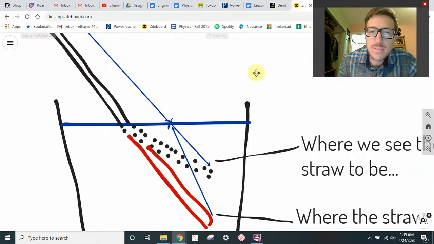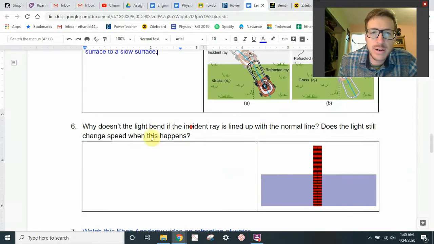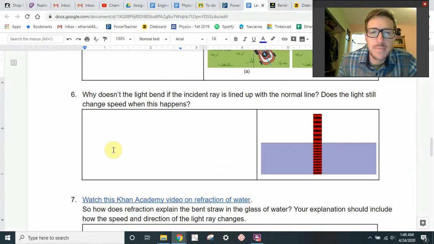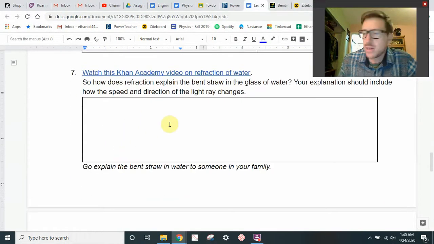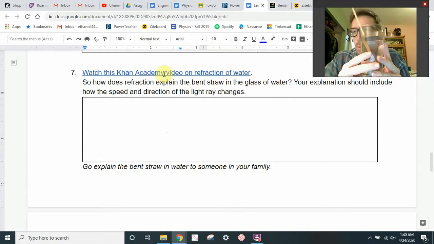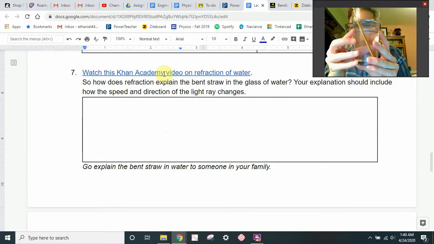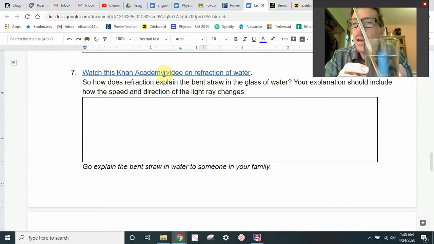Okay. Now, going back to this example here, we talked a little bit about how when we look at it straight down from the top, we notice something. And there's actually a good example of this. There's this Khan Academy video that I'd like you guys to check out that does a good job of explaining that. I'd also like to talk about what happens if we look at it from this side, right?